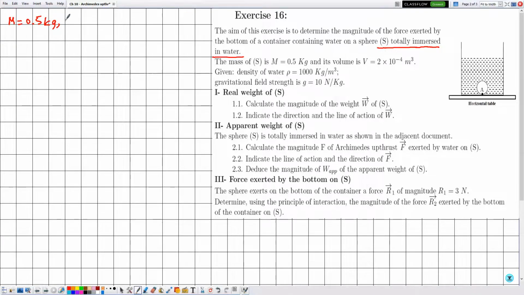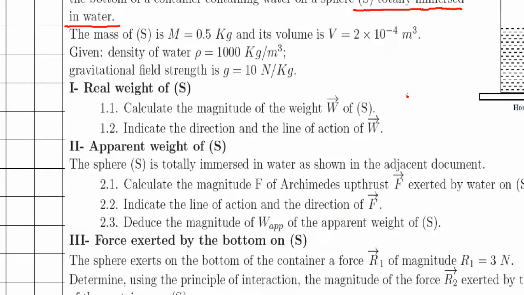And its total volume V is given by 2 times 10 to the power minus 4 meter cube. Given the density of water to be rho is equal to 1000 kilogram per meter cube, and the gravitational field strength is given by 10 Newton per kilogram, which means that we are performing this experiment on the surface of the Earth. Real weight of S, part 1, 1.1, calculate the magnitude of the weight W vector of S.